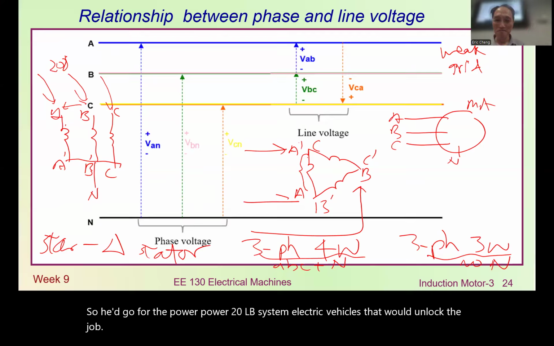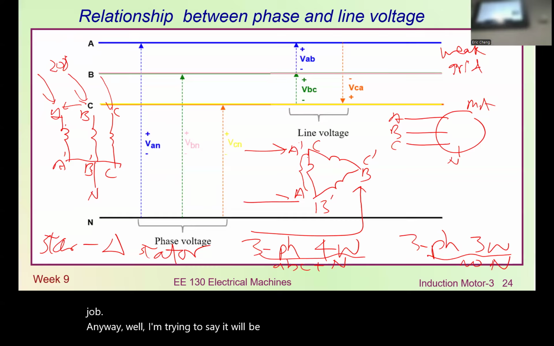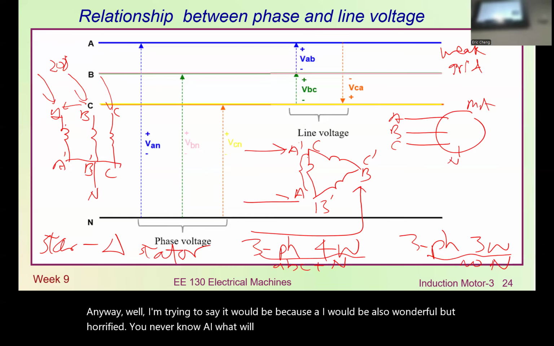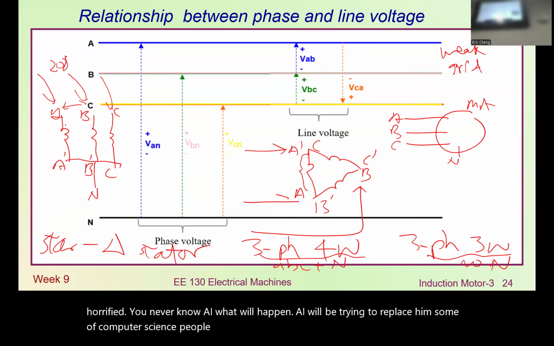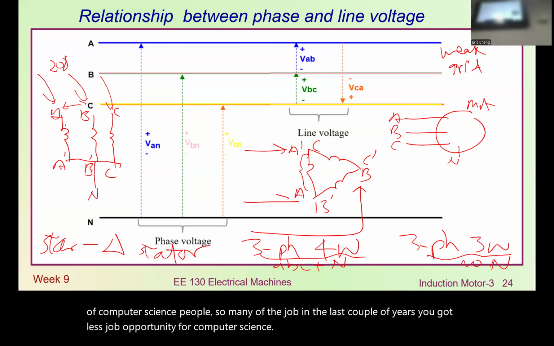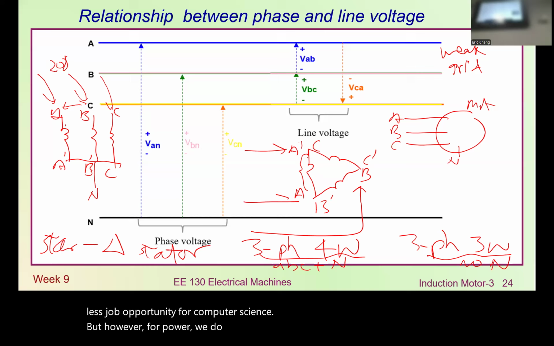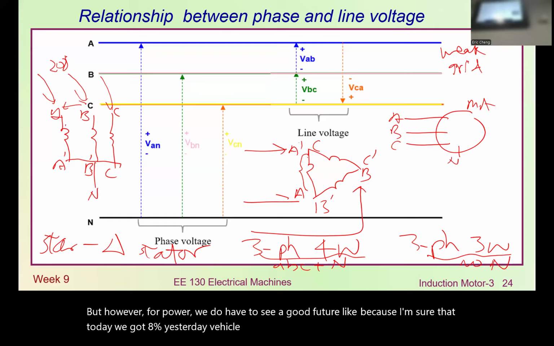Anyway, what I'm trying to say is, AI will also be wonderful, but you never know what will happen. AI will be trying to replace some of the computer science people. So in the last couple of years, we got fewer job opportunities for computer science. However, for power, we see a good future. Today we have 8% electric vehicles, but in the next 10, 20 years it will be 90% electric vehicles.